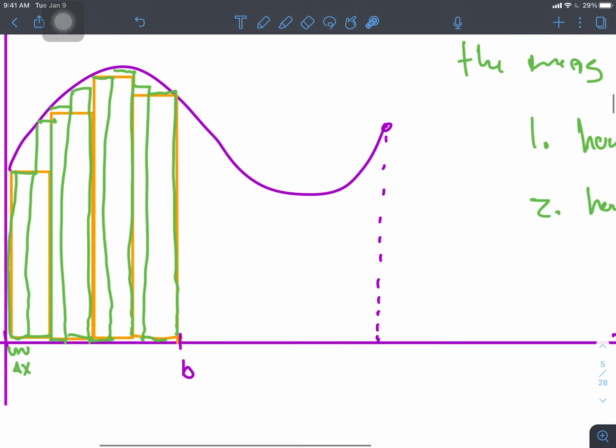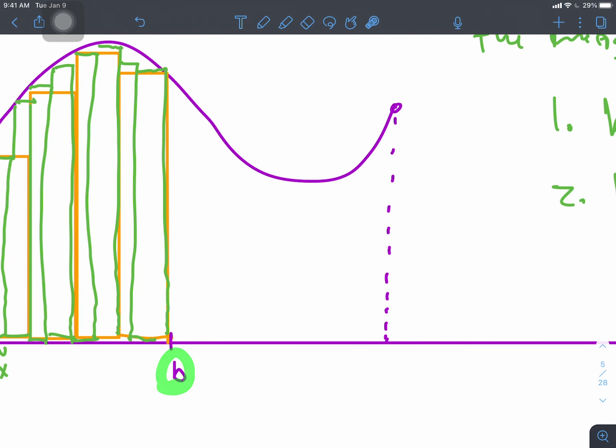But we wouldn't want to go past b, right? Because then we'd be taking a height somewhere over here, which is not going to be relevant for the area underneath here. If we took a height that was elsewhere, it has no bearing on that area. So we should always choose our heights somewhere in our interval.